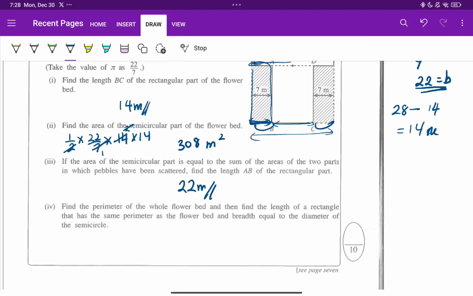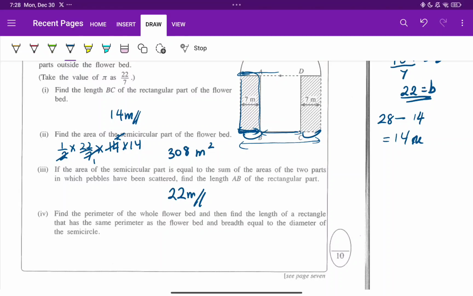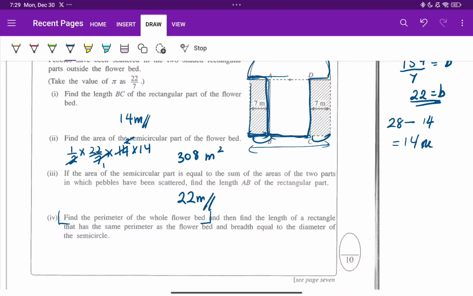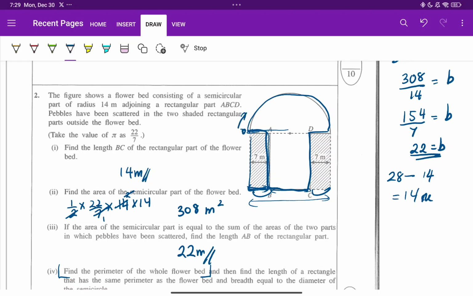And then finally find the perimeter of the whole flower bed, and then find the length of a rectangle that has the same perimeter. Let's divide and conquer. First let's find the perimeter of the whole flower bed. So this is the shape of the flower bed. So I'll start from here and go this way. So the perimeter would be equal to this arc length, we do not know that yet, plus 7, which is this length, and then 22 plus 14 plus 22 again, and then 7. This is the perimeter of the flower bed.